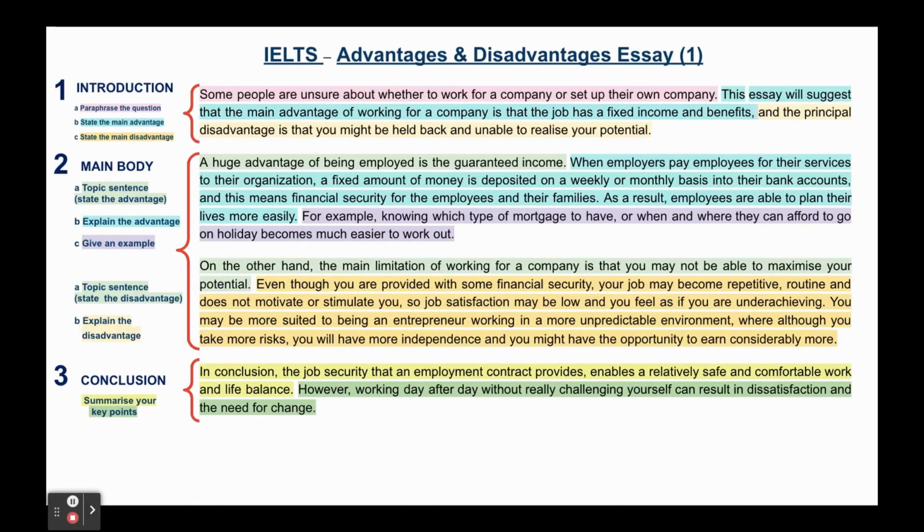So here is the completed essay. Okay, and I'd like you to pay attention also to the words in green. Now, these are called linking words, and they are very useful to help with the flow and cohesion of your essay. So make sure to use them in the exam.